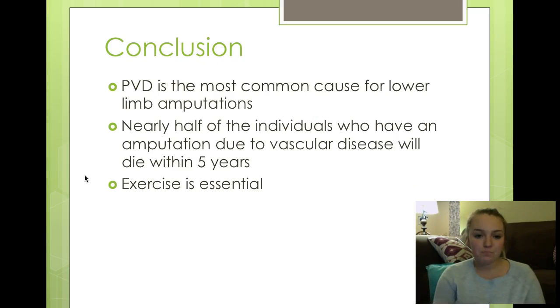In conclusion, PVD is the most common cause for lower limb amputations. Nearly half of the individuals who have an amputation due to vascular disease will die within 5 years because of the sedentary lifestyle and their likelihood to get cardiovascular diseases. And that's why exercise is essential, because you need to live a healthy lifestyle as much as you can to prevent these diseases and prevent the risk of getting a cardiovascular disease.